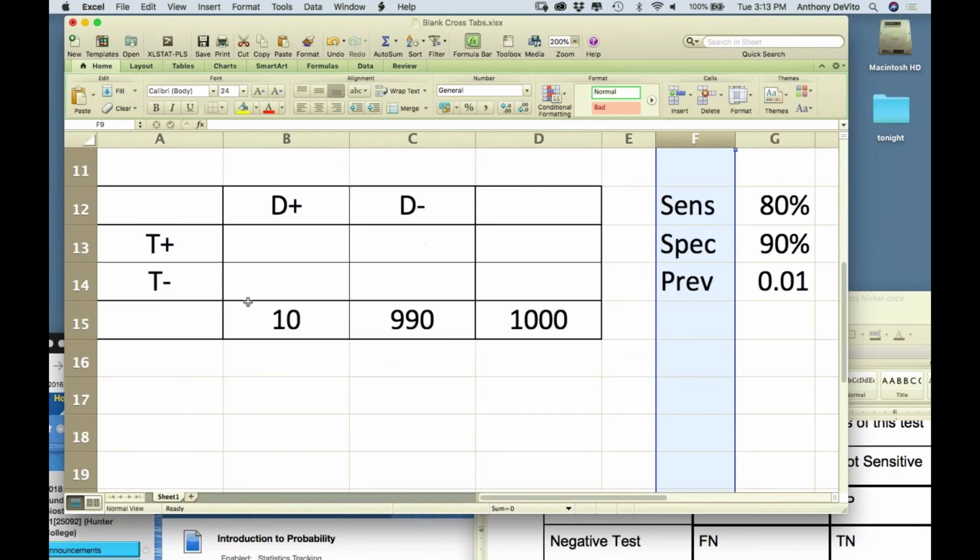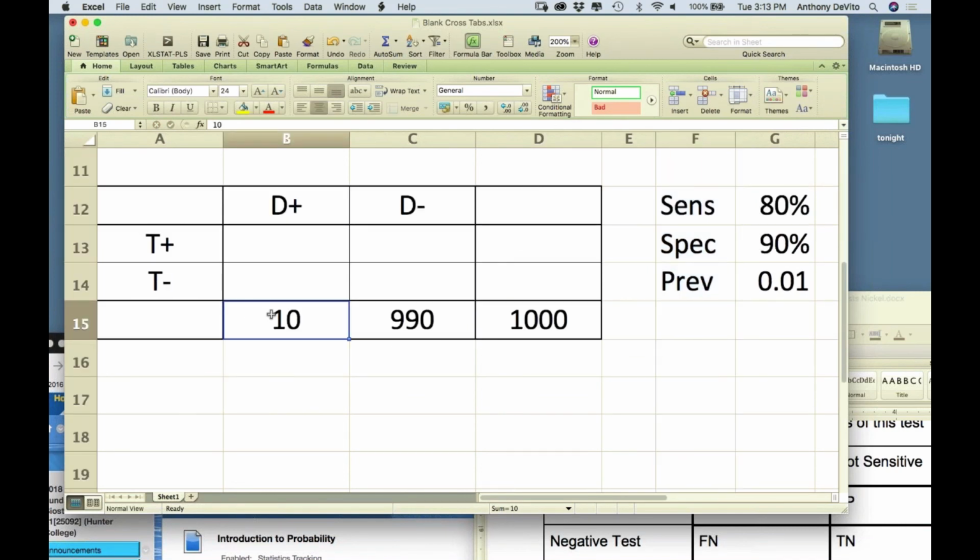Okay, so out of the 10 people who have the disease, how many of them test positive? Sensitivity is 80%. 80% of the time it's going to be 8 people. Okay with that? How many people are going to test negative that have the disease? 2. You got 2 false negatives. It's going to miss 20% of the people because the sensitivity is only 80%.